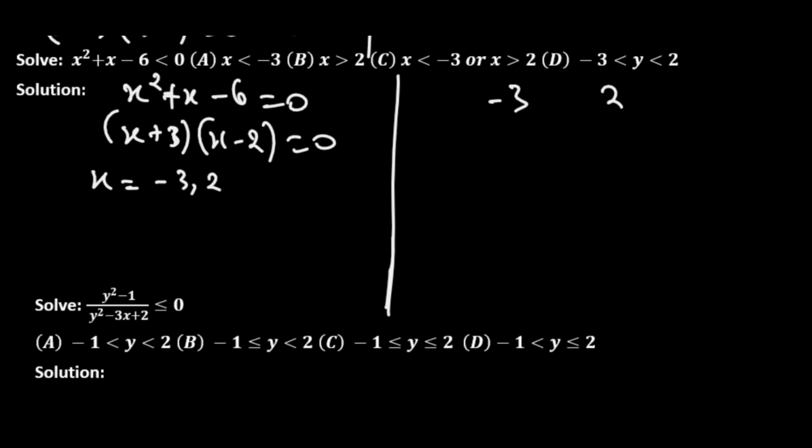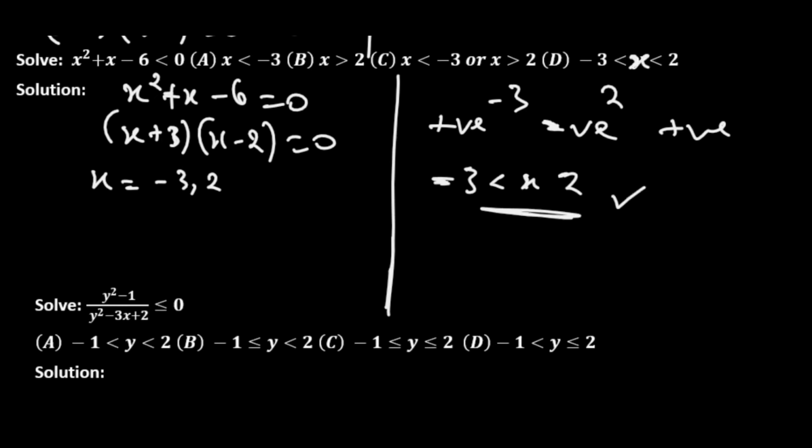So let's test numbers less than minus 3. Minus 4. Minus 4 plus 3 is negative. Minus 4 minus 2 is negative. So negative times negative is positive. Let's test numbers between minus 3 and 2. 0. So 3 times minus 2 is negative. Then numbers greater than 2, which is 3. Positive, positive. So what we are asked is numbers less than 0. So our answer is the middle. So the answer is numbers between minus 3 and 2. Our answer is D.